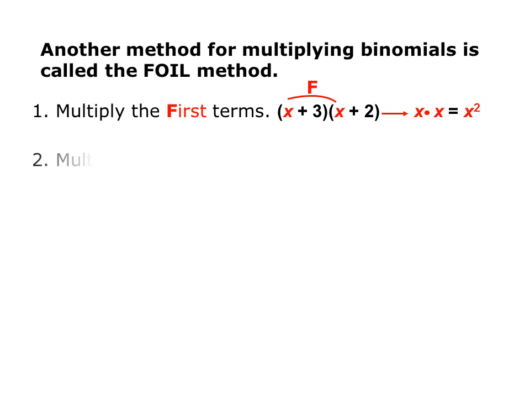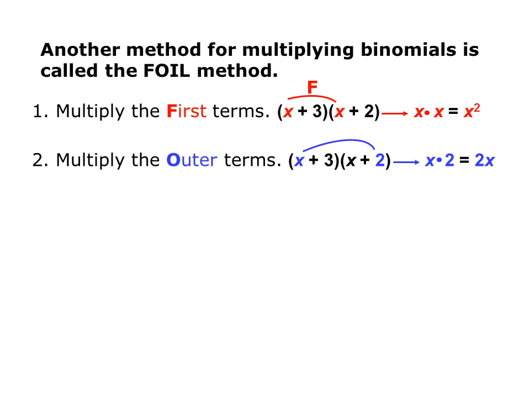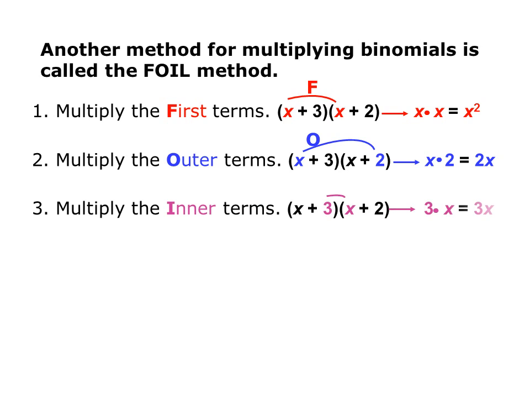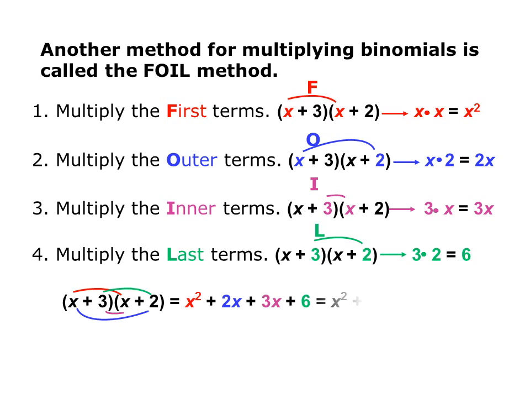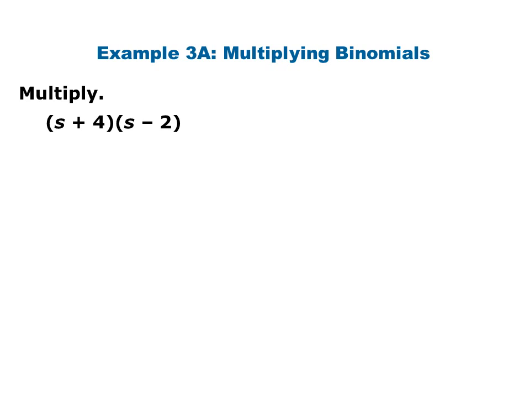I confuse you a little bit here. Okay, here's the first. Here's the outer. Here's the inner, inside, and here's the last. Okay. Now all you have to do is combine the ones on the right side. Got it? Now here is the first, outer, inner, last. When you combine them, you get x squared plus 5x plus 6. Some people find that easy.